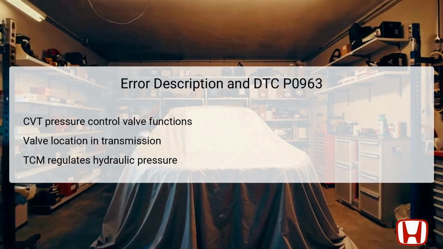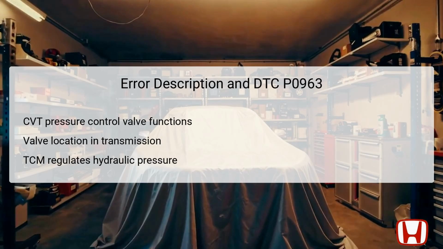DTC P0963 is directly related to the CVT drive pulley pressure control valve, an integral component responsible for managing hydraulic pressure in the CVT system. This valve is controlled by varying the duty cycle output, which determines how much hydraulic pressure is produced. The location of this valve is within the transmission assembly, making it accessible during transmission service operations.